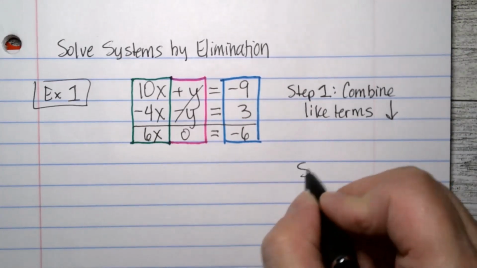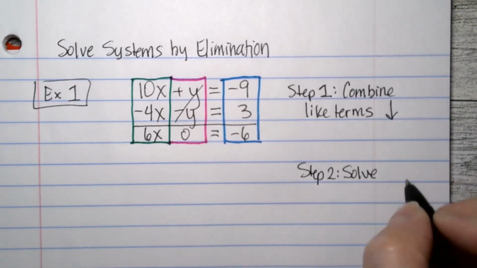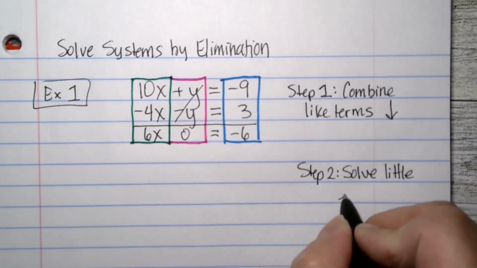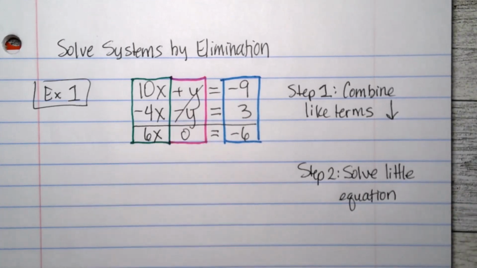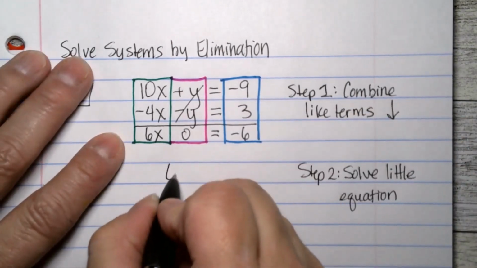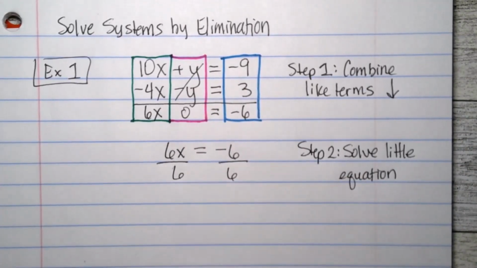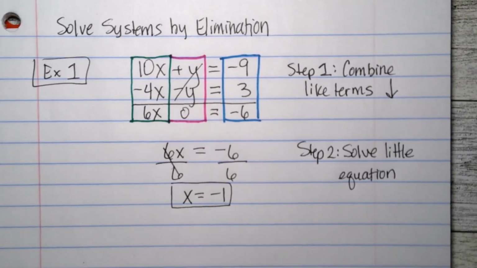Step 2 is we're going to solve the little equation that we're about to write. Because what we just did is we took two equations that have two variables, mashed them together, and got rid of one of the variables. And so what we have left is 6x equals -6. We're going to divide both sides by 6. We get x equals -1. And we have the x. Now we have to find the y.